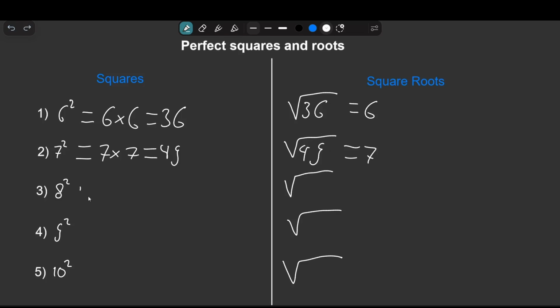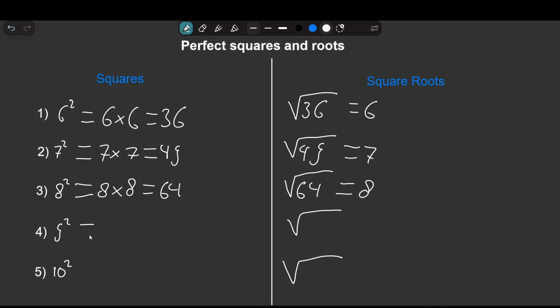Now on to the third one. We have 8 squared. Now 8 squared again is just 8 multiplied by itself and we will get 64. Now again, for the square root of 64, we think what number multiplied by itself will equal 64, and that number will be 8. As we saw here, 8 times 8 equals 64.